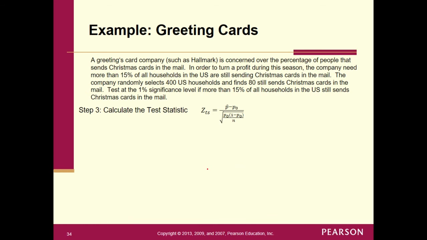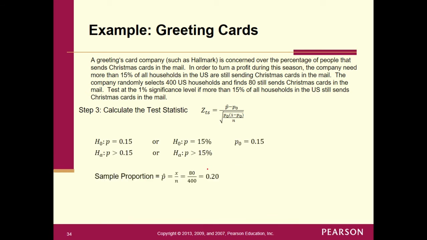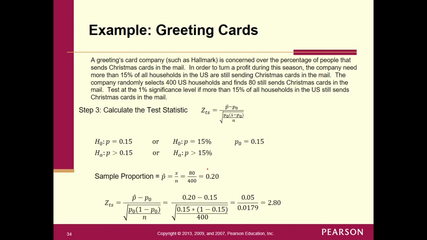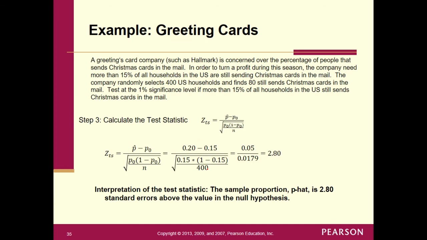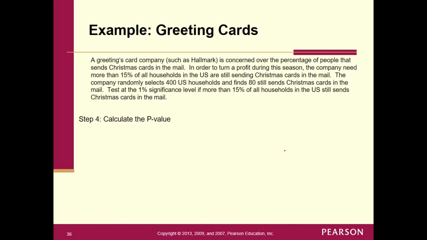Calculate the test stat next. Right, here's our test stat. So just to remind you, here's the background information. I threw that into the formula. I got here 2.80. We should interpret that, right? So here's the interpretation. The sample proportion p hat is 2.80 standard errors above the value in the null hypothesis because we had a test statistic that was positive. All right. Calculate the p-value.